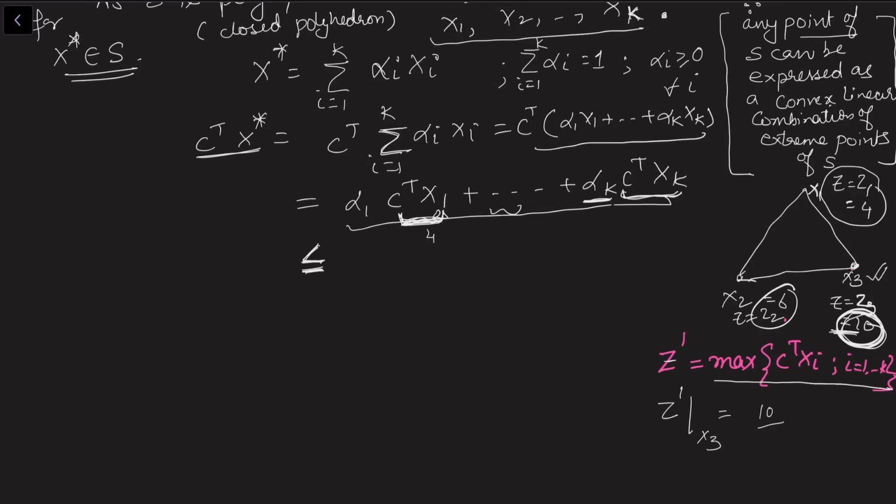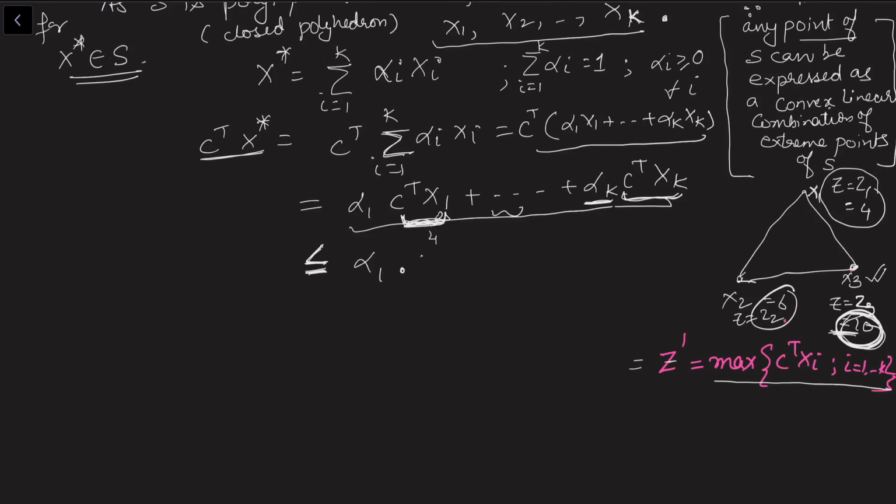So now the right hand side will be greater. This is alpha 1 into this maximum value. Suppose this maximum occurred at some pth point. So let's consider this z dash as C transpose xp. I am replacing the whole value by C transpose xp plus so on, alpha k C transpose xp. Otherwise it was x1, x2 up till xk. Now I have replaced this by a fixed vertex that gives me the maximum value.